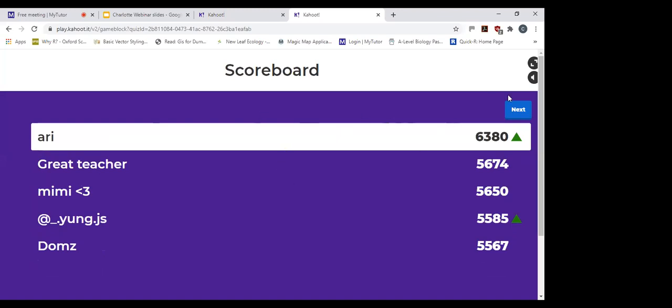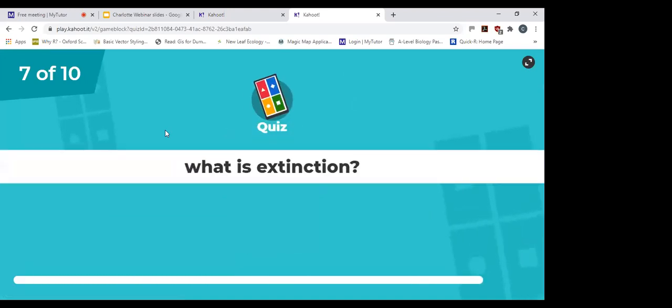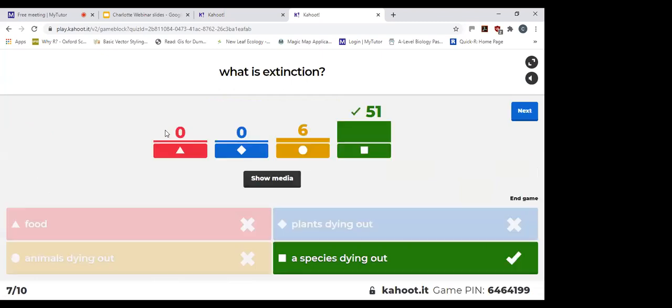Okay, 7 of 10. What is extinction? Food, animals dying out, plants dying out, or a species dying out. So think about this one. What is extinction? The official definition. Good. A species dying out is the official definition. So that may be plants, it may be animals, but extinction refers specifically to the species that dies out.